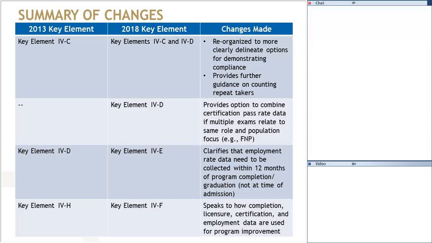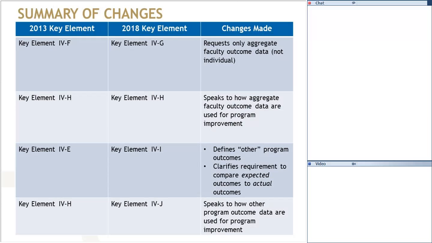The old 4D is now 4E, and this has been clarified to demonstrate that what we're really looking for is that employment data is collected within 12 months of program completion. We're not looking at the time of admission, and we'll get into that a little bit more later. 4H is now 4F, and it speaks to how completion, licensure, certification, and employment data are used for program improvement. So in these previous key elements, schools have told us how they're doing relative to meeting the expected standard, and then in the new 4F, they talk about how they're using that information that they have collected to help improve their program. And then we will move to the next slide.